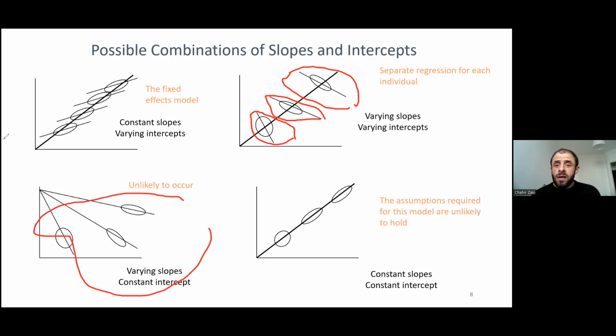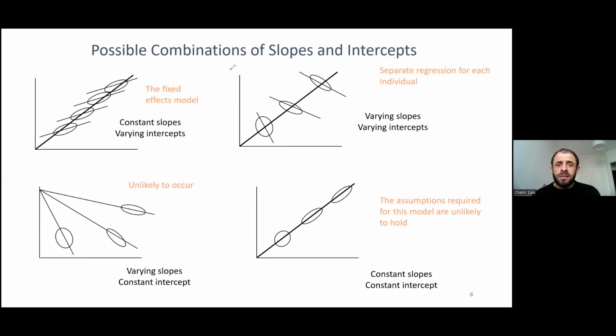So in this case, those are the different possibilities that we can have of the intercepts and slopes. From the classical case where we have a constant slope and a constant intercept for all individuals, and that's the classical OLS, to the case where we have constant slope but varying intercepts, and that's the fixed effects model. Different slopes and different intercepts, here it is as if we're running different regressions for each individual. And finally, the case where we have different slopes but the same intercept, which is not very likely to happen. And this is what you can see here in this graph.